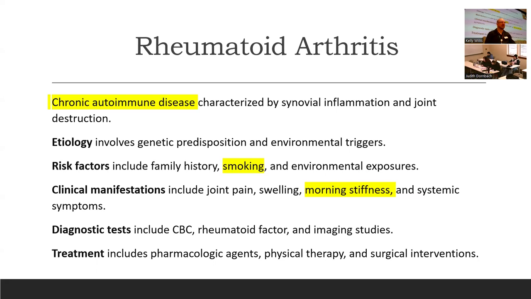CBC, rheumatoid factor, and imaging studies. Okay, question. Treatment: pharmacology, physical therapy, and possible surgical intervention.